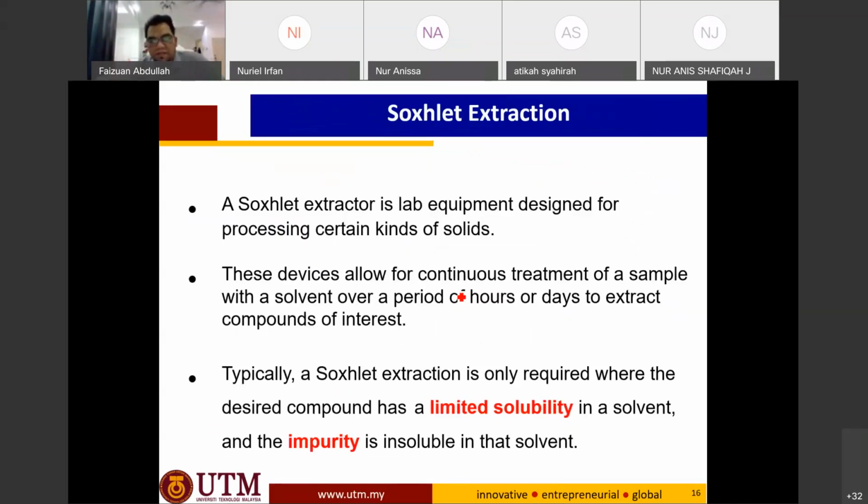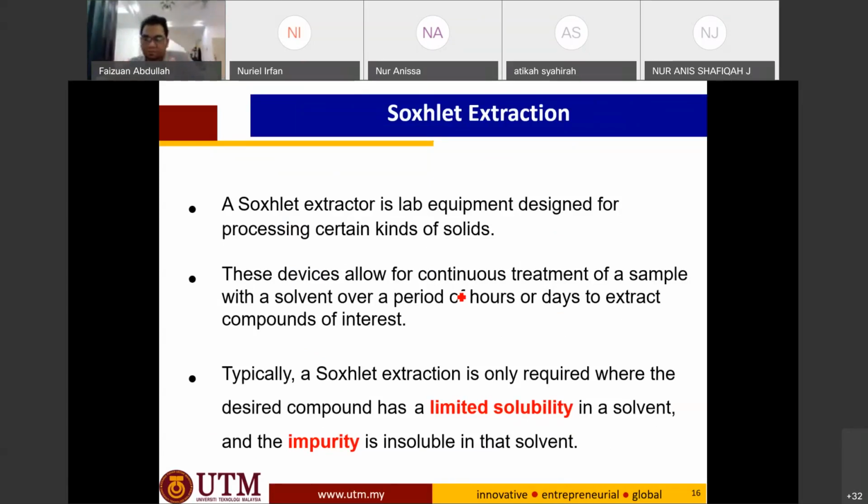I would like to introduce to you the Soxhlet extraction. Okay, a Soxhlet extractor is lab equipment for the extraction of certain kinds of solids, and this device allows for continuous treatment of a sample with a solvent over a period of hours or days to extract compounds of interest. Typically, a Soxhlet extraction is used when the compound has a limited solubility in the solvent, and the impurity is insoluble in that solvent.